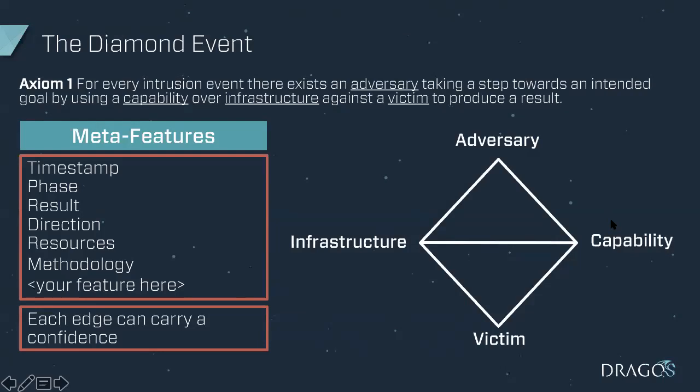There's an adversary and there's a victim, clearly. There's a piece of infrastructure and there's a capability. Now, I'm not going to go too deep into the diamond model here. There are other areas that we need to cover. But what I want to say is that fundamentally, when we talk about activity groups, we're talking about the relationships between various events.